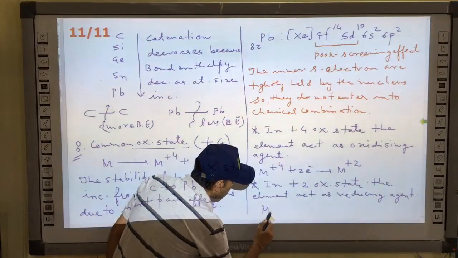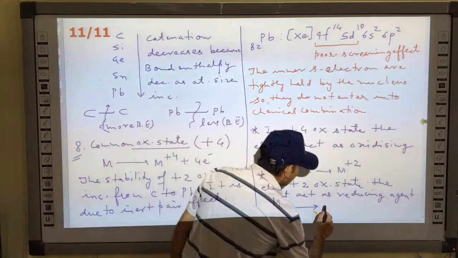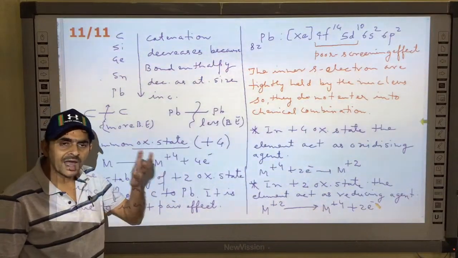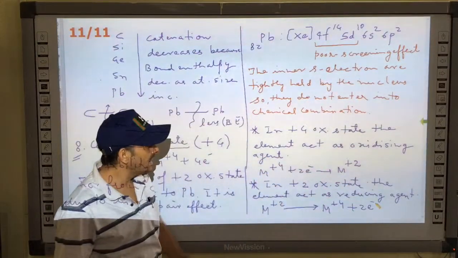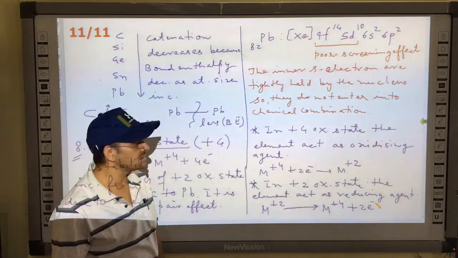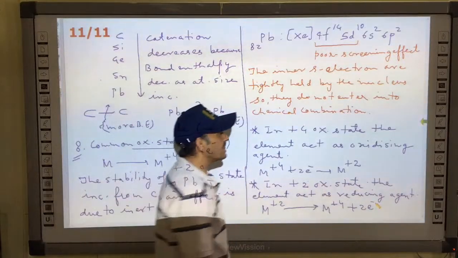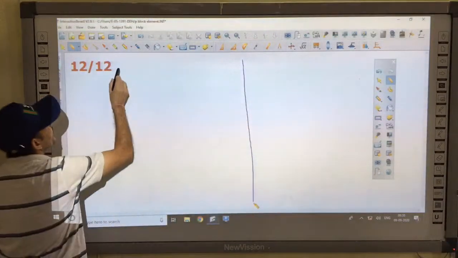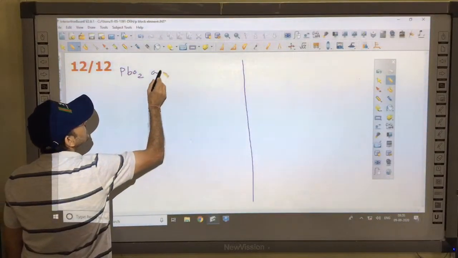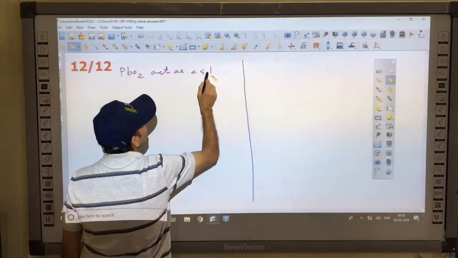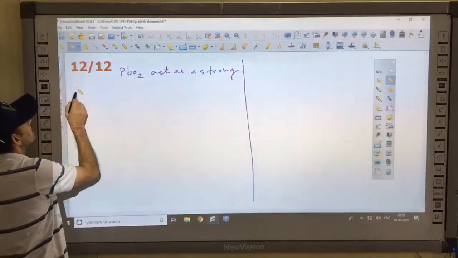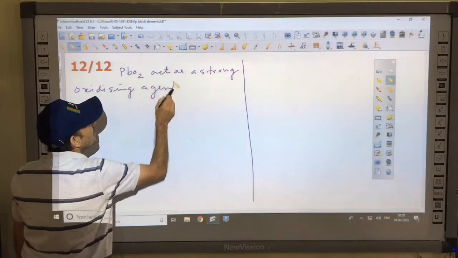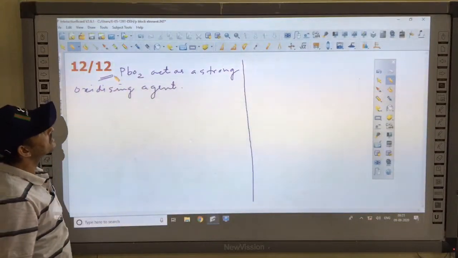Here M is in +2. It acts as a reducing agent, meaning it undergoes oxidation. This is very important. If an element is in +4, it behaves as an oxidizing agent. If it is in +2, it behaves as a reducing agent. Understood? It is due to the inert pair effect. Therefore, PbO2 acts as an oxidizing agent. Why? What is the reason behind it? Can you explain why PbO2 is a strong oxidizing agent?